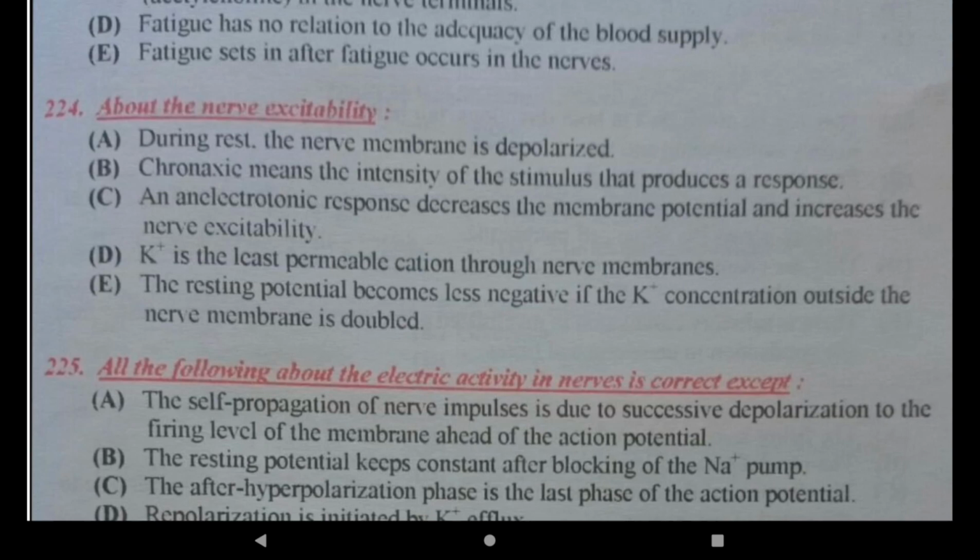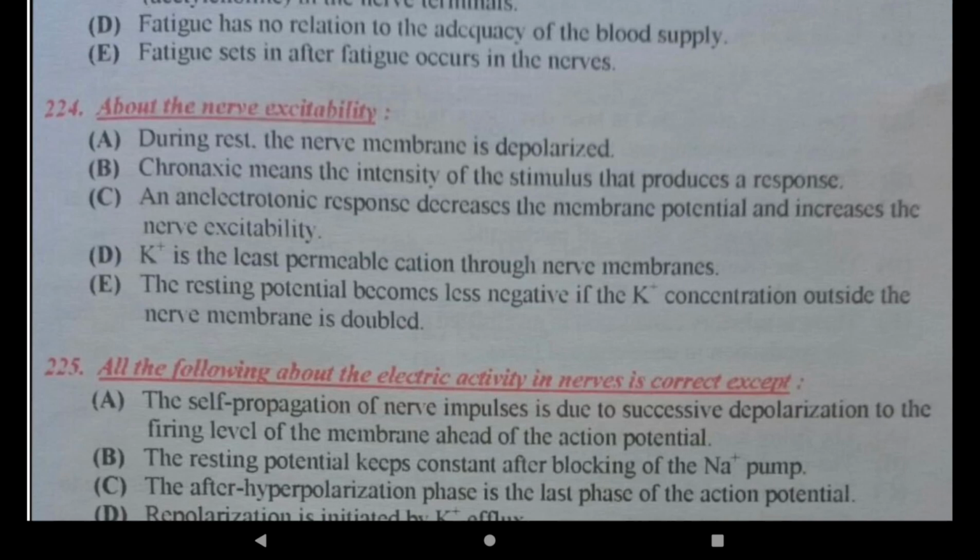D. Potassium ion is the least permeable cation through the nerve membrane. E. The resting membrane potential becomes less negative if the potassium ion concentration increases outside. Potassium ion concentration outside the membrane is doubled. What is the most correct answer? The most correct answer is E. The resting membrane potential becomes less negative if the potassium ion concentration outside the membrane becomes doubled.